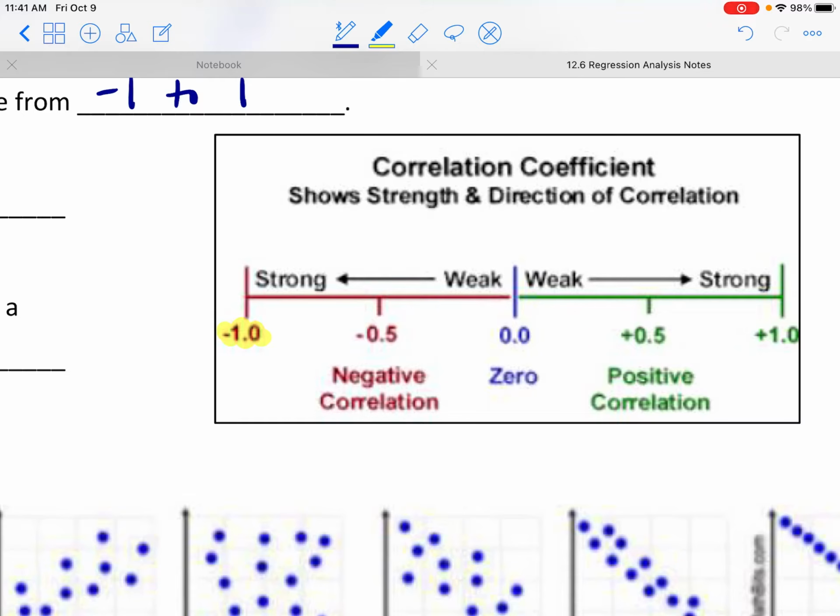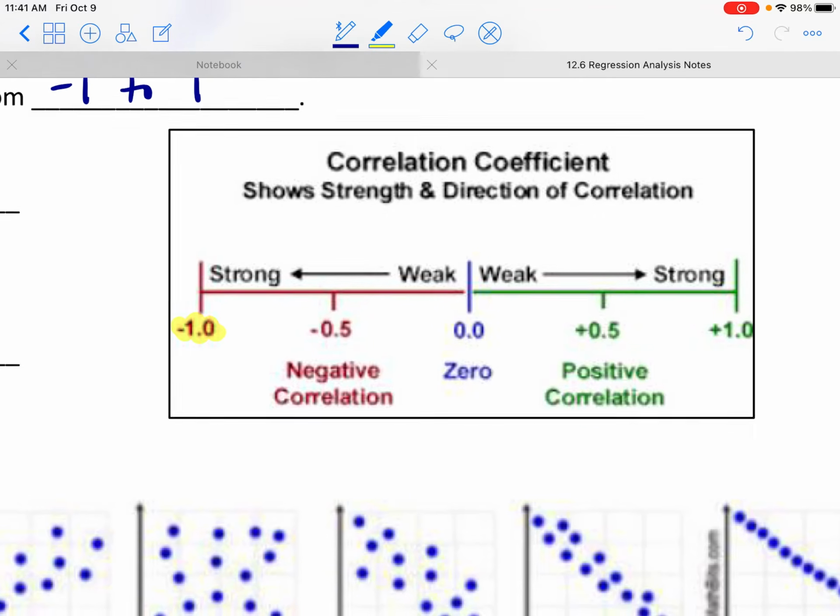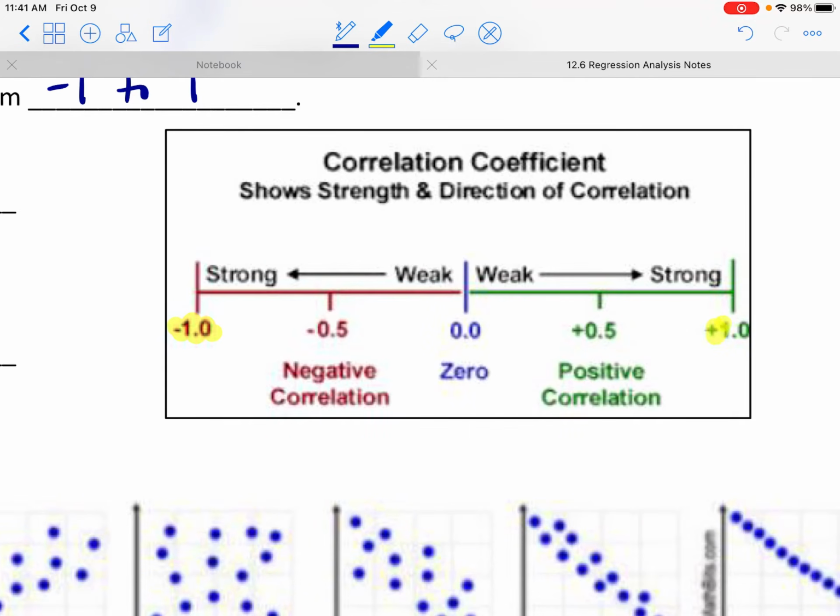So 1 would be like 100%, right? On the negative end it just means you have data that's decreasing, but a correlation of 1 would be like a 100% match. That means your data is exactly on the model that you've calculated, and negative just means that it's decreasing. Same thing for positive. If you had a +1 for your correlation, that means your data is increasing and your data is on the model. There is an exact match there.